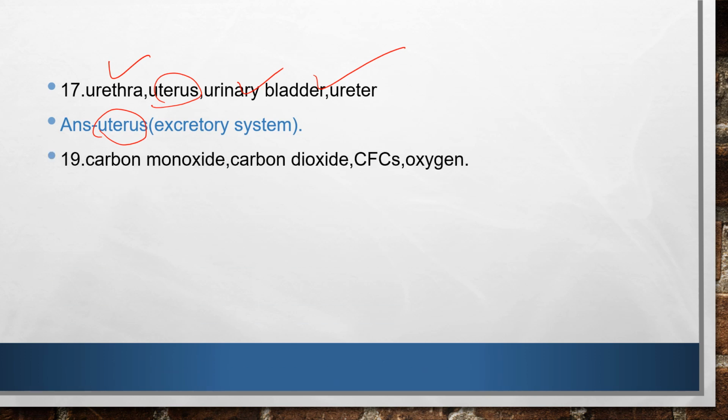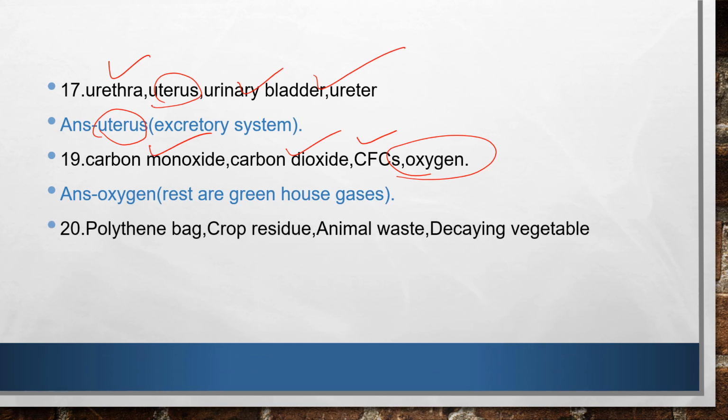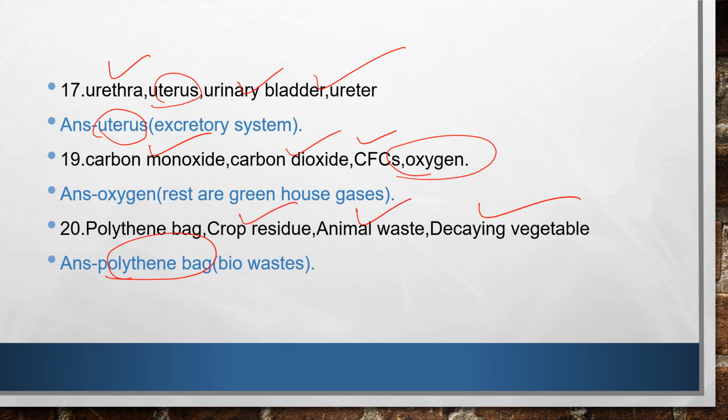Now next comes carbon monoxide, carbon dioxide, chlorofluorocarbons and oxygen. Oxygen is the odd one out here because all the others are greenhouse gases. Next comes polythene bag, crop residue, animal waste and decaying vegetable. This is also very easy. We will give the odd one out to polythene bag. Others are bio wastes. In the previous one, what we discussed were biomedical wastes like syringes and bandages. Here it is bio wastes, and this one is not a bio waste.